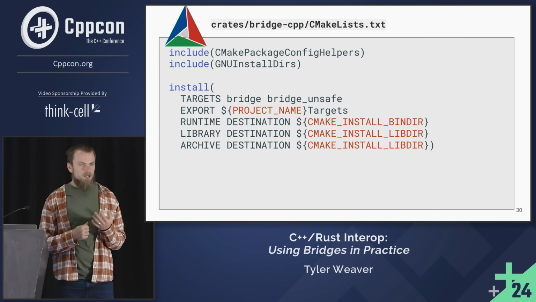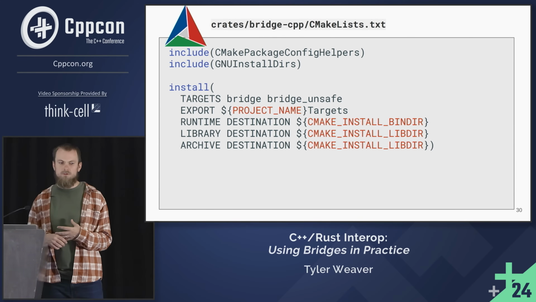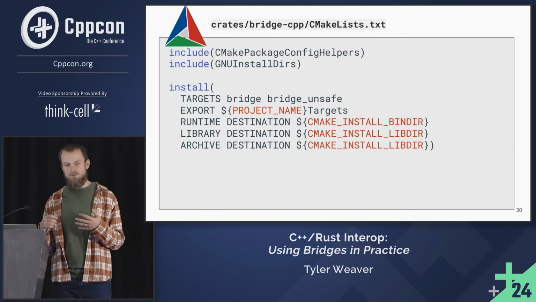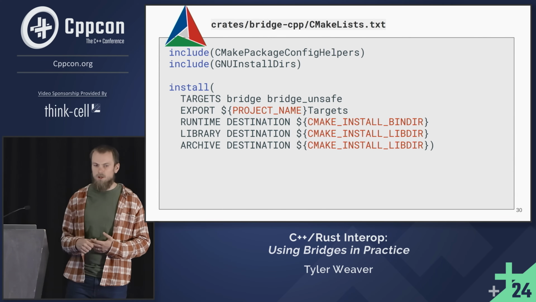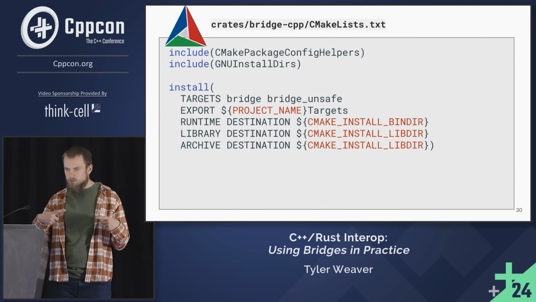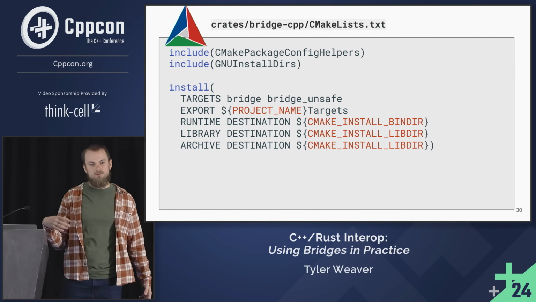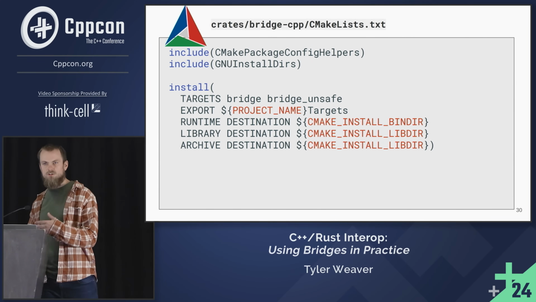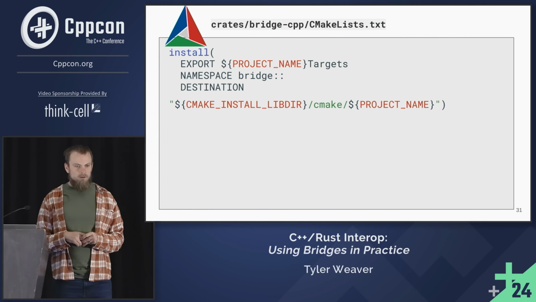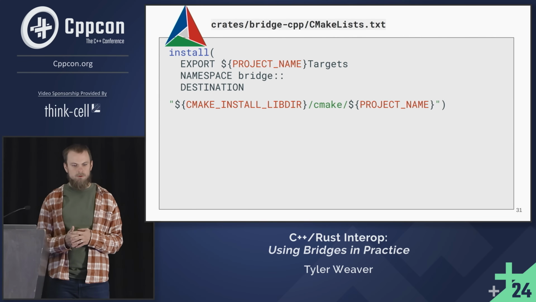Then we've got to use a couple of these helper modules that come from CMake itself to write our install. We have to install our target. We have to tell it about the runtime, library, and archive destination. We have to name an export for it. We have to tell it we have these two targets: both the bridge target, which is the C++ interface our user is going to use, and bridge unsafe, which is the target it links against. Then we call the install on it to install the project.